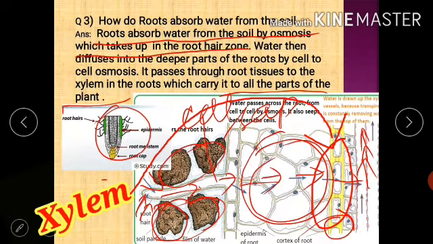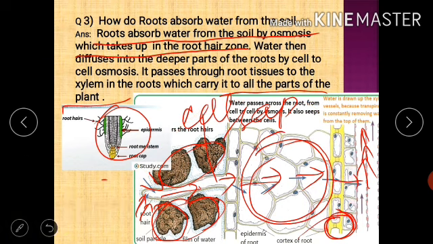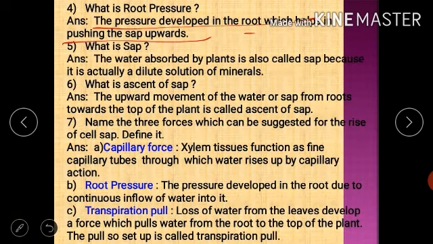I explained in this slide, the root pressure is created at the basal part of the xylem due to the accumulation of salt solution, and this causes the upward movement of the sap. What is sap? The water absorbed by plants is also called sap because it is actually a dilute solution of minerals.